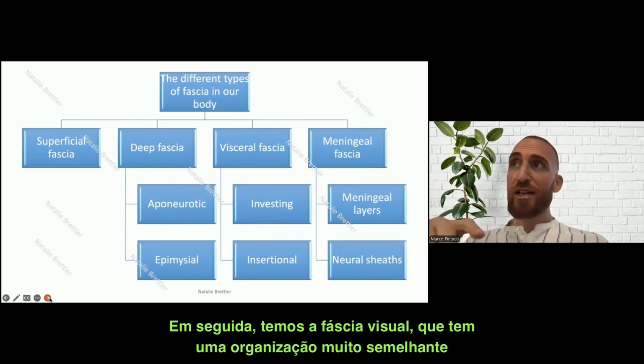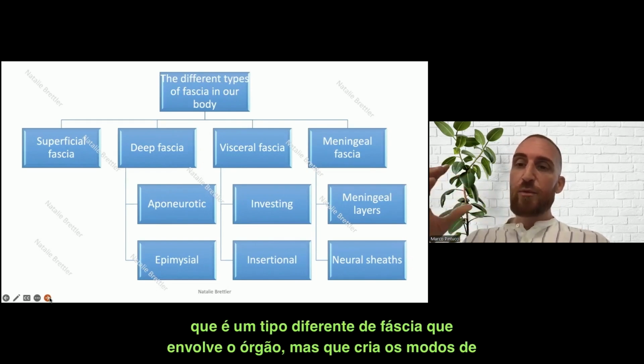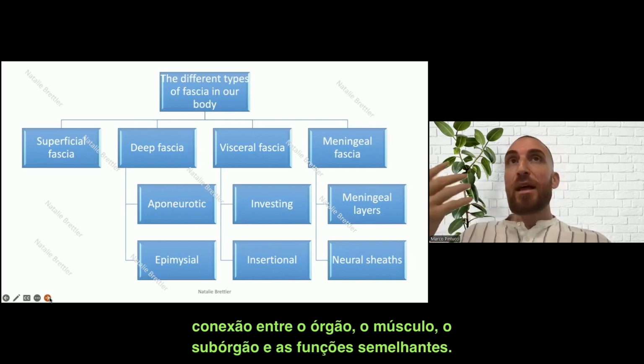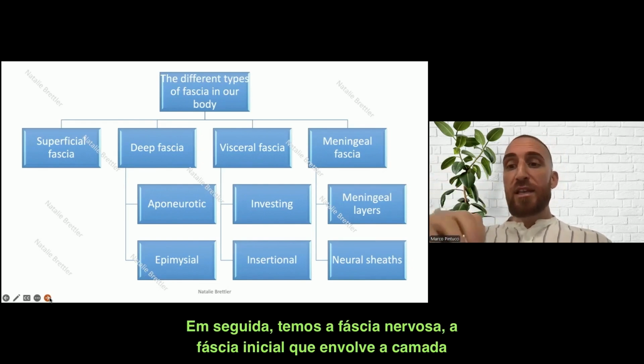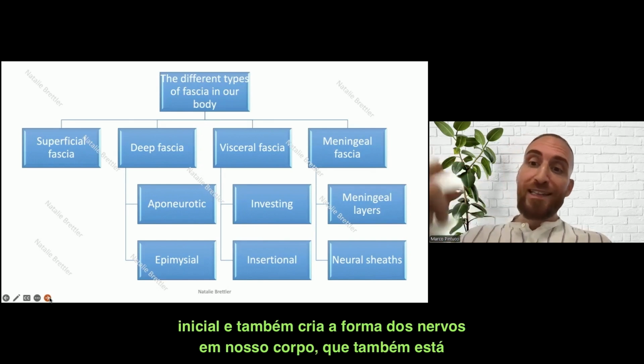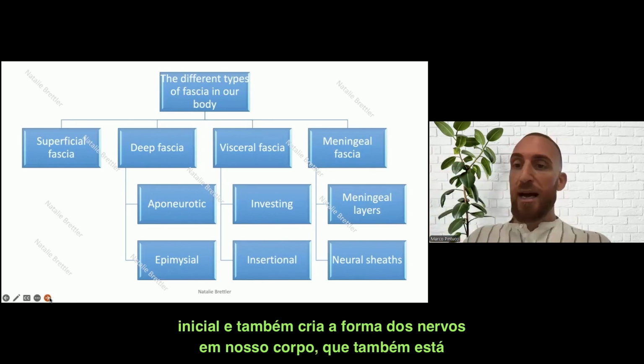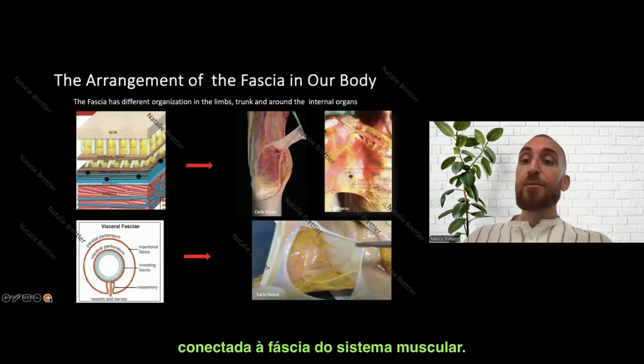Then we have the visceral fascia, which has a very similar organization to the musculoskeletal fascia, which is a different type of fascia that surrounds the organ but creates the connection also between organs that play similar functions. Then we have the nervous fascia, the meningeal fascia, which surrounds the meningeal layer and also creates the sheath of the nerves in our body, which is also connected with the fascia of the muscular system.